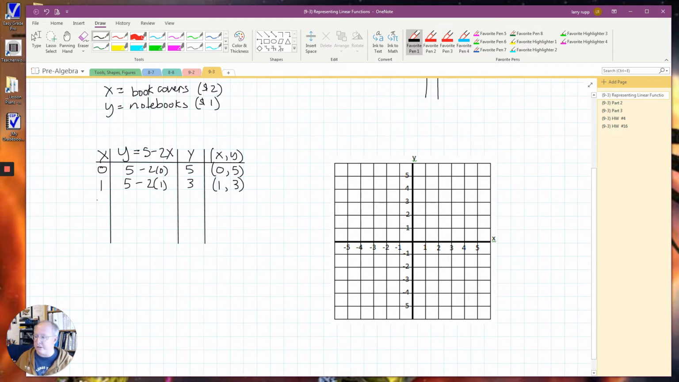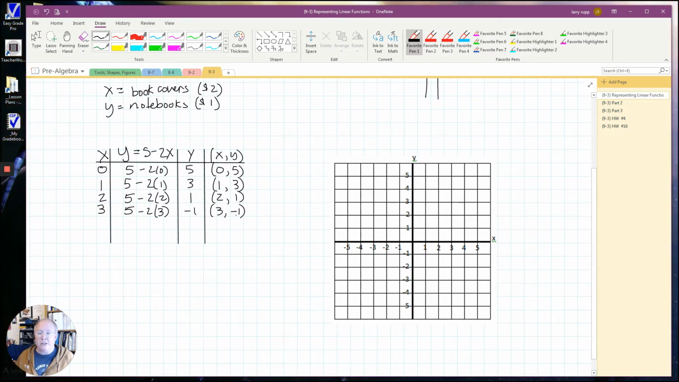All right, well, let's say she wants to buy 2 book covers. So 5 minus 2 times 2 is 5 minus 4, which is 1. So here we have 2 comma 1. So she can buy 2 book covers and then 1 notebook. Well, let's just say that she decides she wants to buy 3 book covers. So we have 5 minus 2 times 3. That's 5 minus 6. And that means y is negative 1. So here we have 3 comma negative 1.